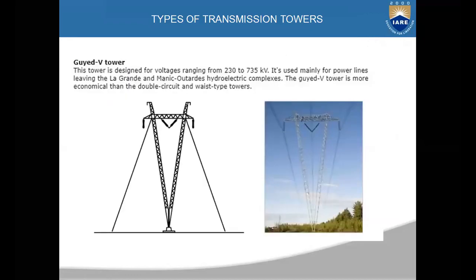Gate type tower, right? This is the construction of the tower. If you see in the figure, this is the construction. This will be used for 230 to 735 kilovolts, and it is mainly used for power lines. This tower is more economical when compared to the double circuit or V type towers.